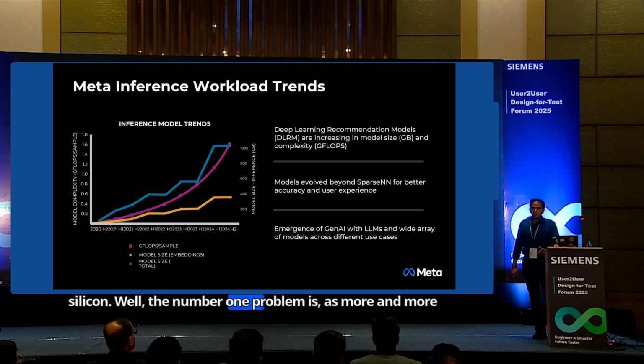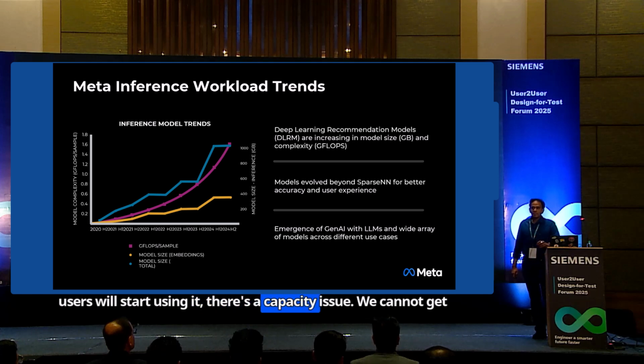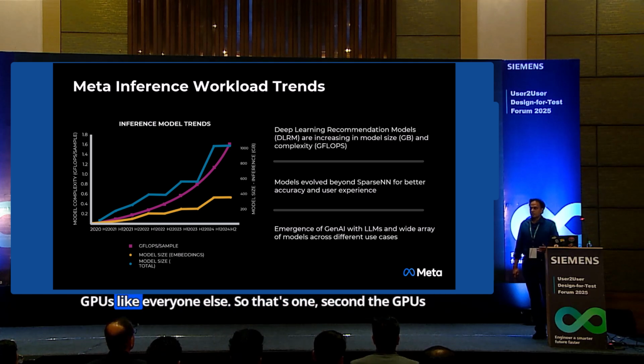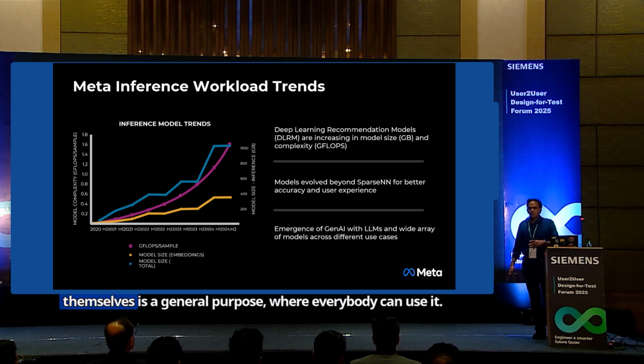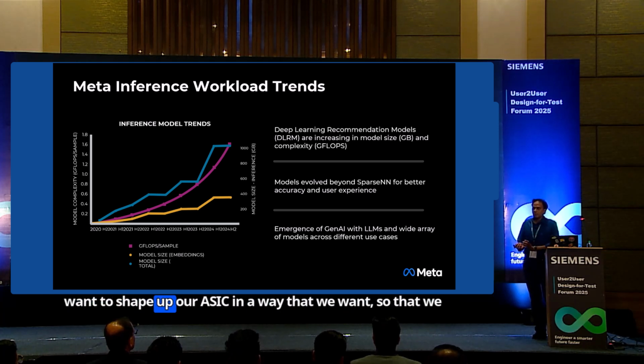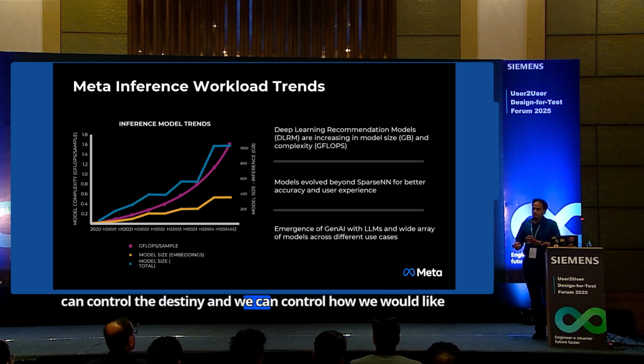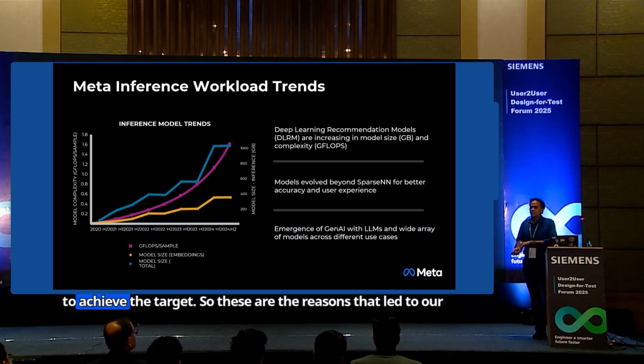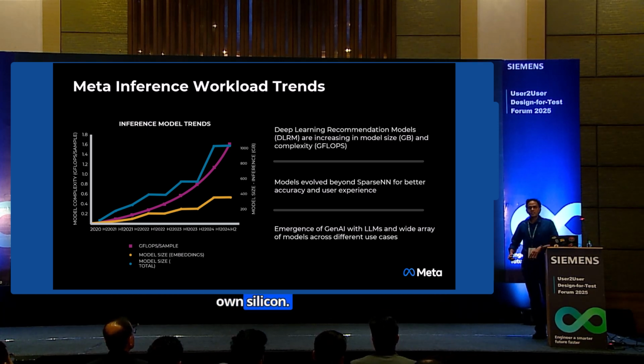Well, number one problem is as more and more users start using it, there's a capacity issue. We cannot get GPUs like everyone else. Second, the GPUs themselves are general purpose, where everybody can use them. But we have specific needs and we know our workloads. We want to shape our ASIC the way we want, so that we can control our destiny and control how we achieve the target, right? So these are the reasons that led to our own silicon.